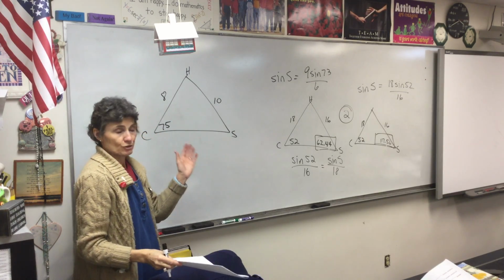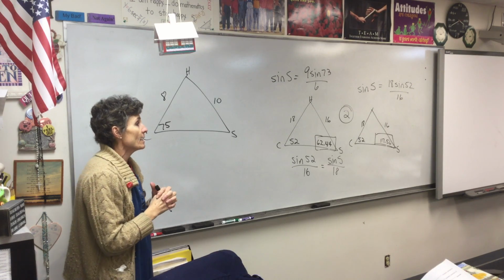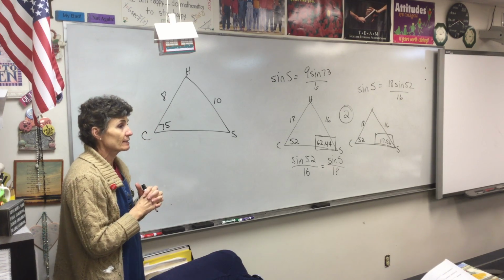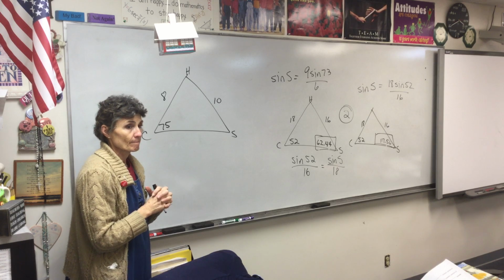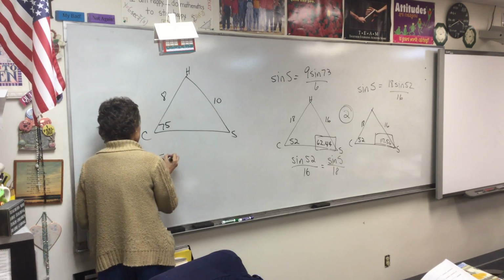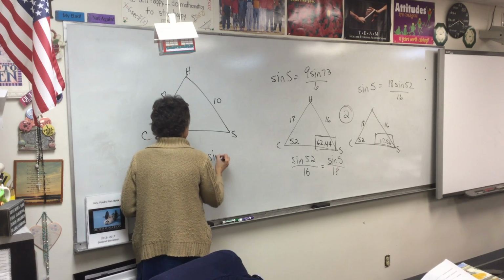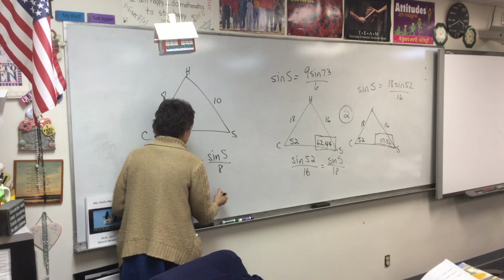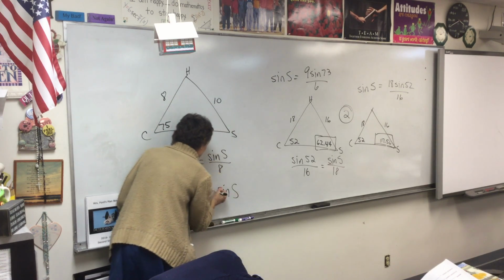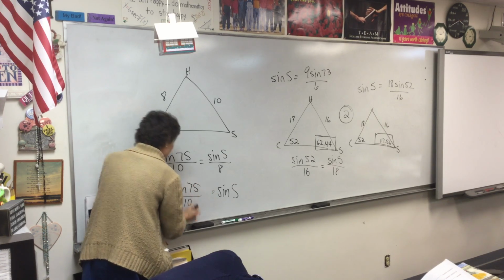All right, it looks just like the other ones. The directions are the same. The setup will be exactly the same. Sine 75 over 10 equals sine S over H. So sine S is 8 sine 75 over 10.